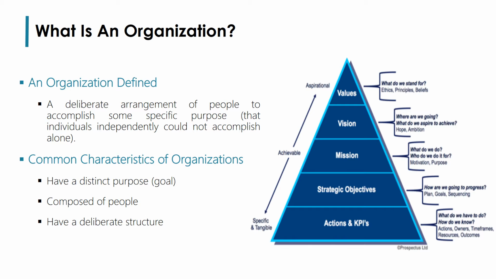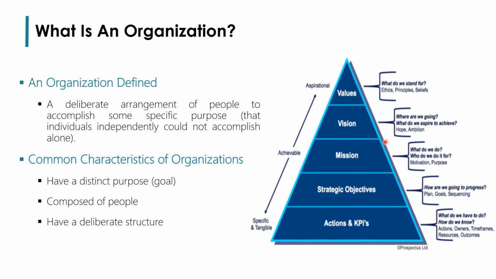So if we look here on our organizational pyramid, we will see how an organization is set. It first starts from its values. This is its building block, where usually the founders of the organization have their own ethics, principles, and beliefs that they set and develop the way that the organization would operate. And then they develop a vision and a mission.